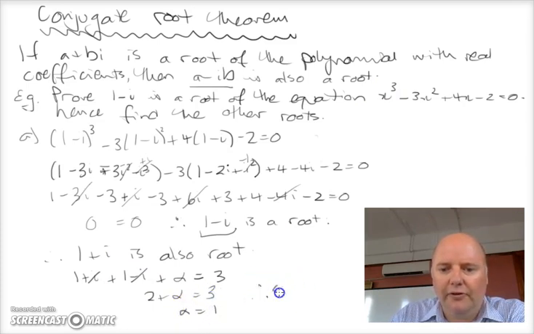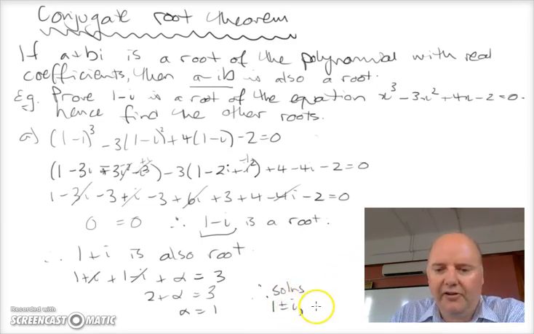So therefore, the solutions to that original cubic are 1 plus or minus i. You can write it like that because they're conjugates of each other, and 1.